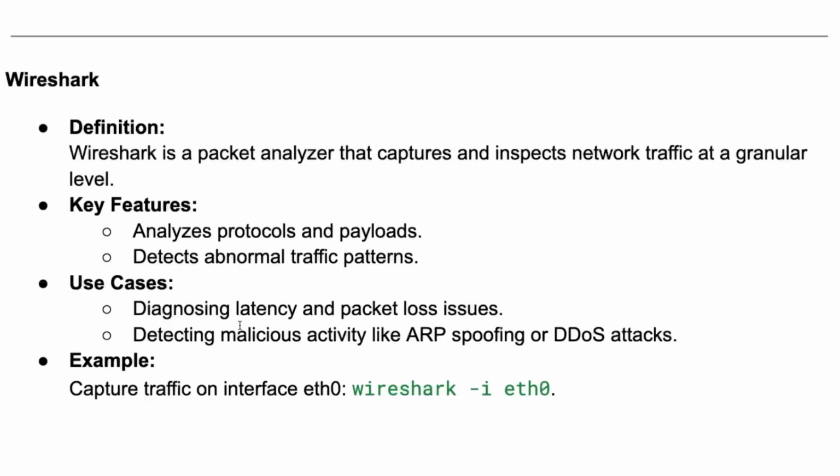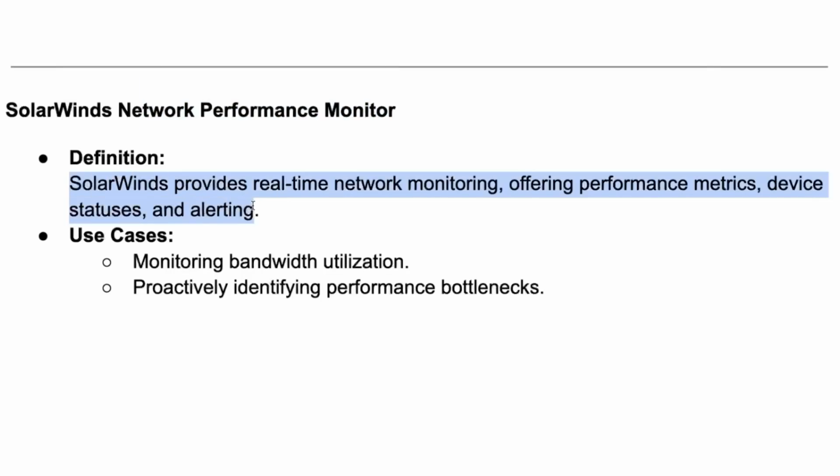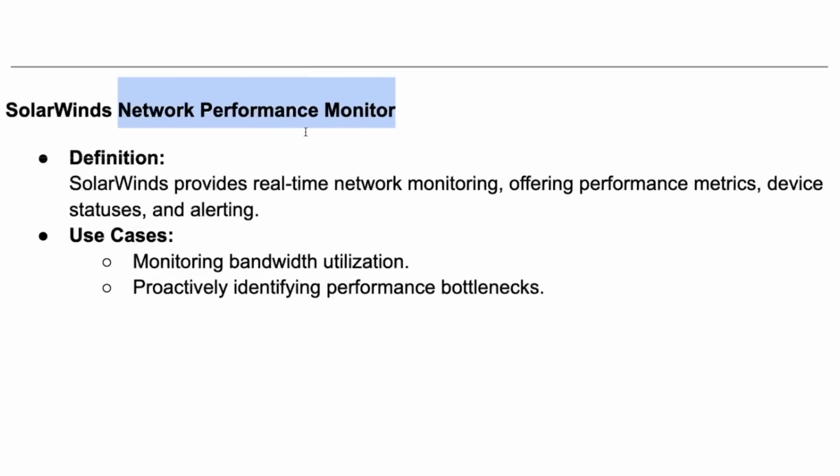So that is Wireshark. The next one is SolarWinds Network Performance Monitor, and last time I checked, this was not an open source tool, so I believe this is a paid software, but it is a really big software. It's a very big name when it comes down to networking and just monitoring, and it provides real-time network monitoring, offering performance metrics, device statuses, and alerting. And SolarWinds in general has a suite of different tools. So the Network Performance Monitor is just one of the tools that falls under the SolarWinds brand.